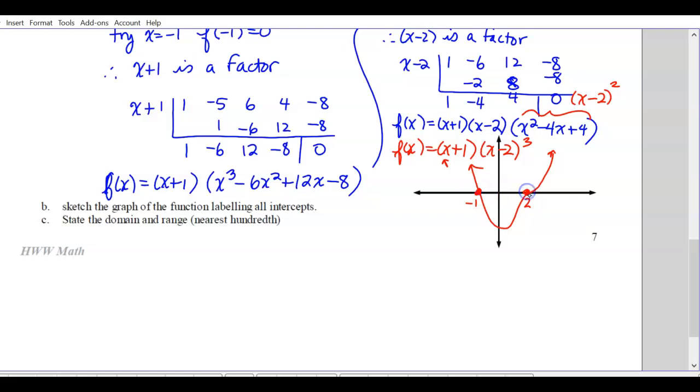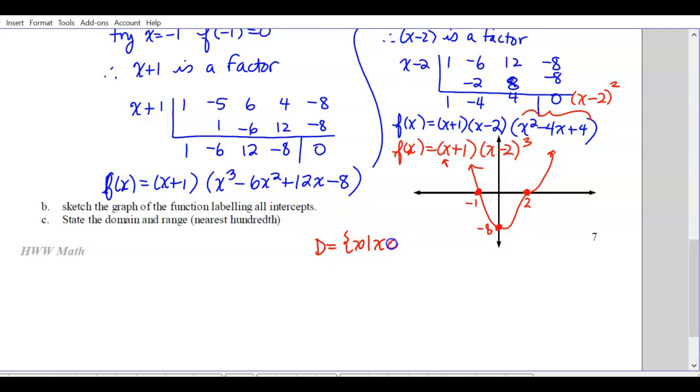Okay, so sketch the graph, labeling the intercepts. We can find the y-intercept just by looking at the expanded form of the equation. It was -8, right? So that's going to be -8 there. And then state the domain and range. Well, the domain will be all real numbers because it's a polynomial function.